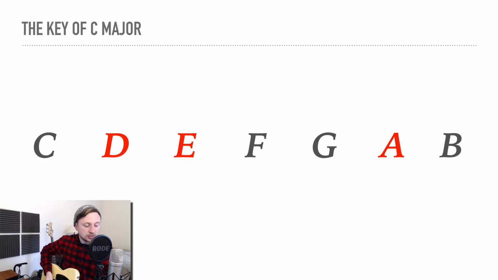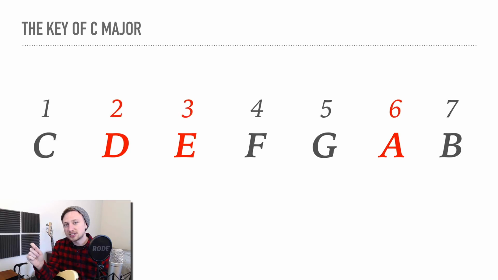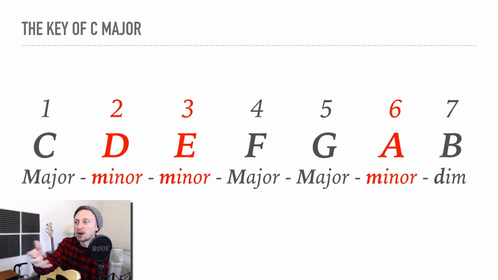Okay, so let's break this down a little bit more. We use our major scale, come up with 7 notes. We assign those 7 notes their proper numbers, and we assign those numbers their proper chord type, okay? And that gives us the definition of a key. This is true in all 12 keys.